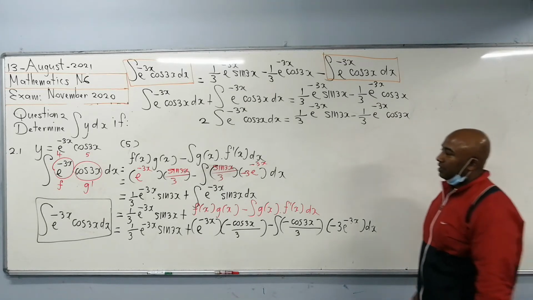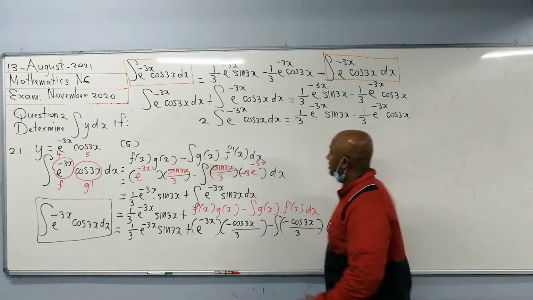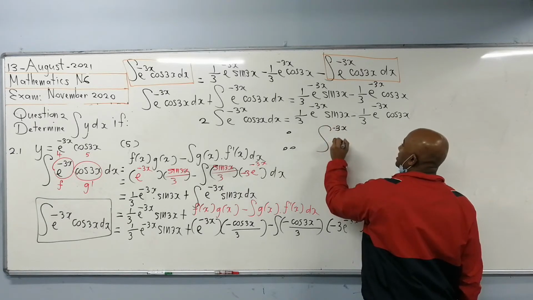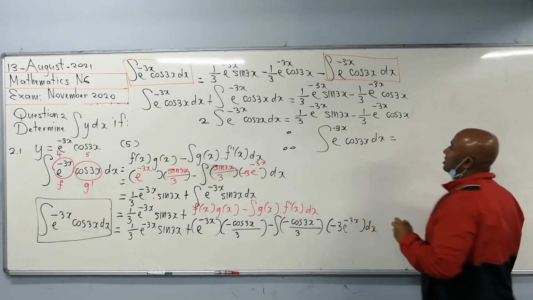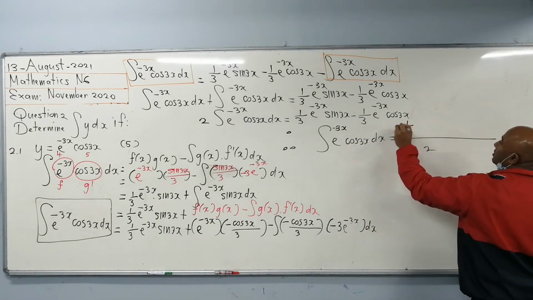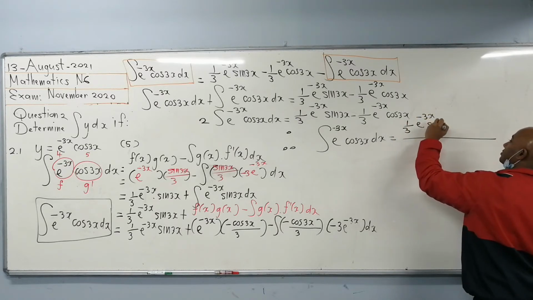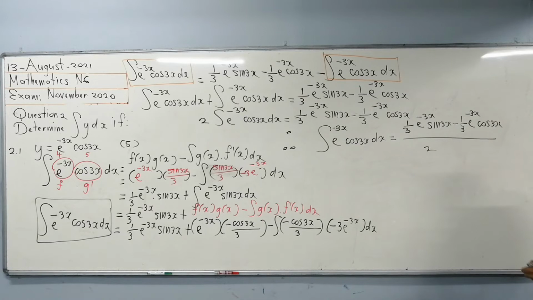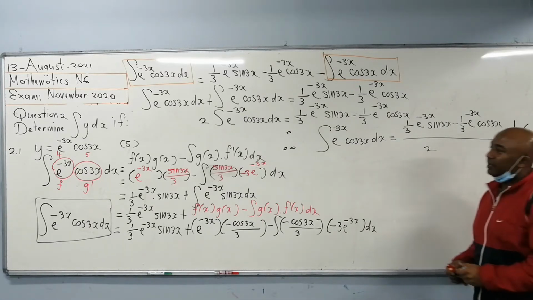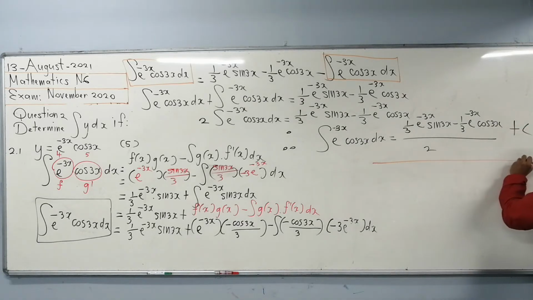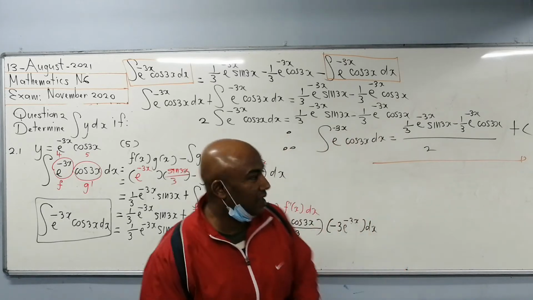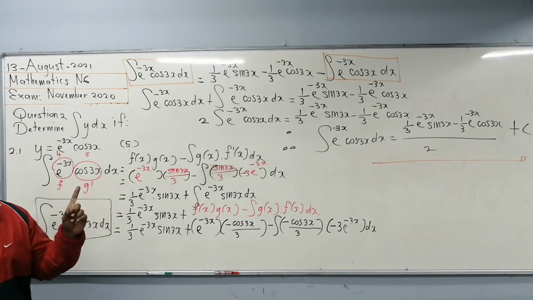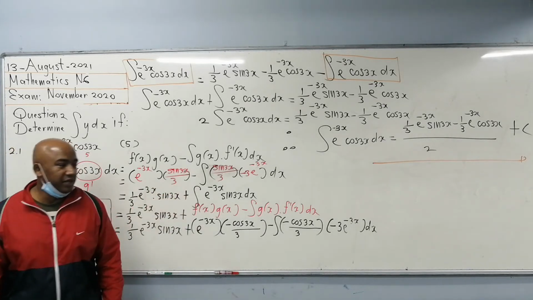So now all I need to do is divide by 2 and I'm done. So therefore, the integral of e to the power minus 3x cos 3x dx is equal to this whole thing divided by 2. And now, put down plus C, since all integration has been done. This one was 5 marks. It's just that I'm explaining at every single step, or almost every single step. That's why it looks very long, but it can be done shorter than this. It depends on if you're doing certain things mentally.